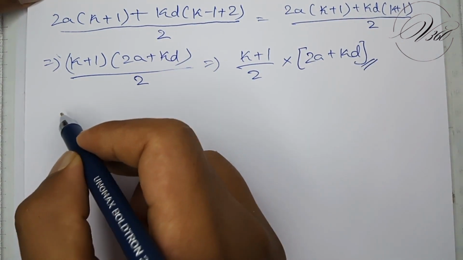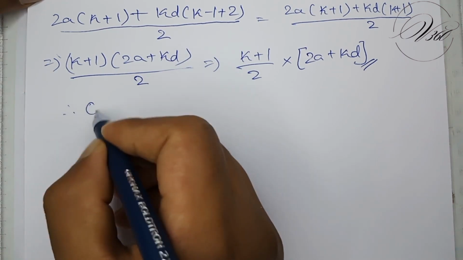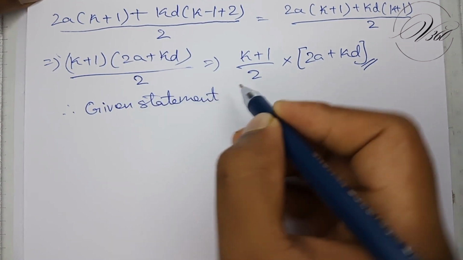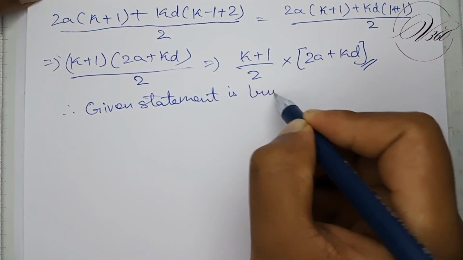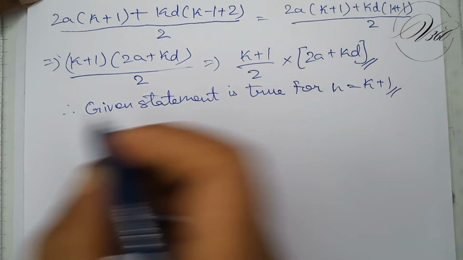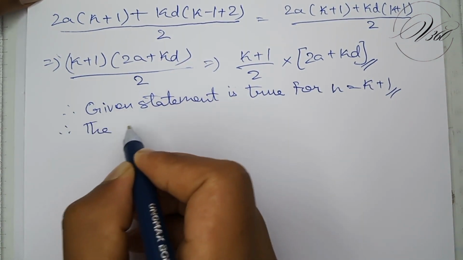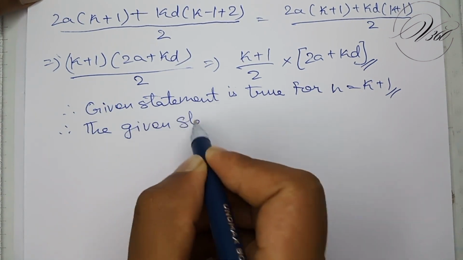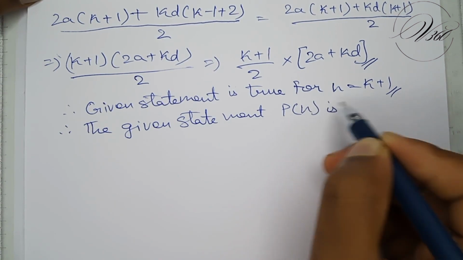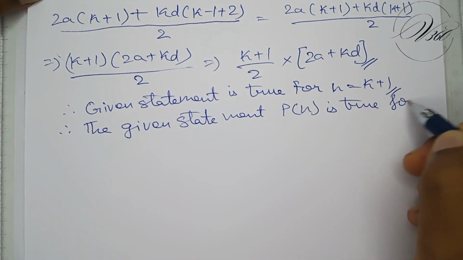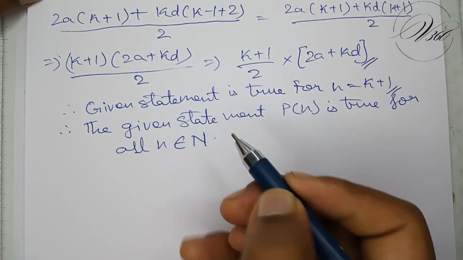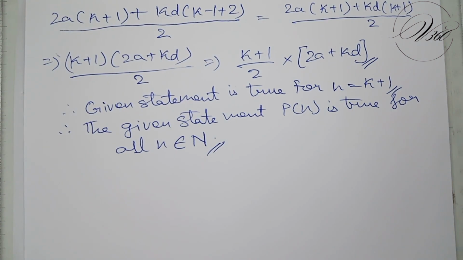Now we'll write the therefore statement. Therefore the given statement is true for n equals k plus 1, and therefore the given statement p of n is true for all n belongs to natural numbers. This is the end for the fifth question.